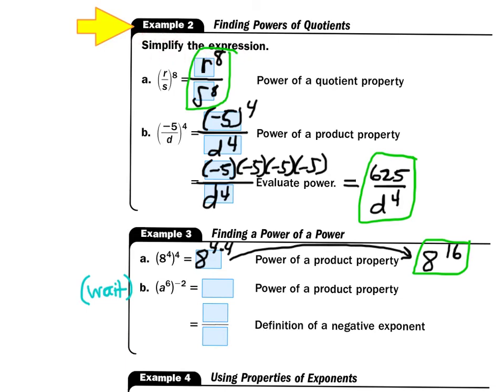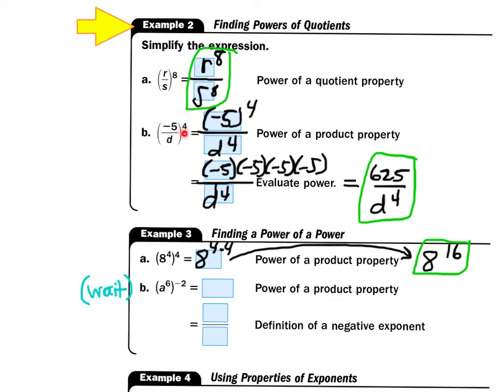Okay, take a look at example 2. Simplify the expression. So in parentheses, r over s, all to the 8th power. So with your red, circle the 8 and draw two rainbows, one to the r, one to the s. So this becomes r to the 8th power over s to the 8th power. And that's as far as you can take it. Okay, look at b. In parentheses, I have negative 5 over d, all raised to the 4th power.